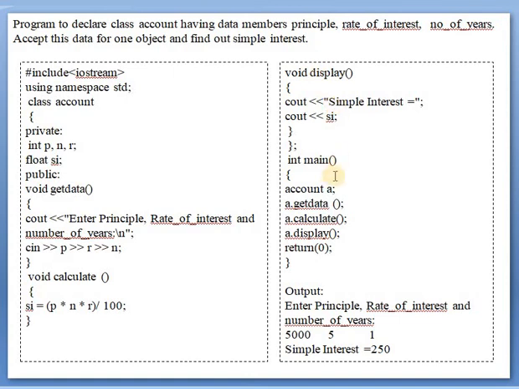So we can call them by using the object and dot operator. A dot calculate will calculate the simple interest. A dot display means it will display the simple interest. Now see our output: enter principal, rate of interest and number of years. Here principal is 5,000, rate of interest is 5% and number of years is 1. After calculating the simple interest, that is 5,000 into 5 into 1 divided by 100, we will get the simple interest 250 rupees. So this is the program to declare the account class and calculate the simple interest.